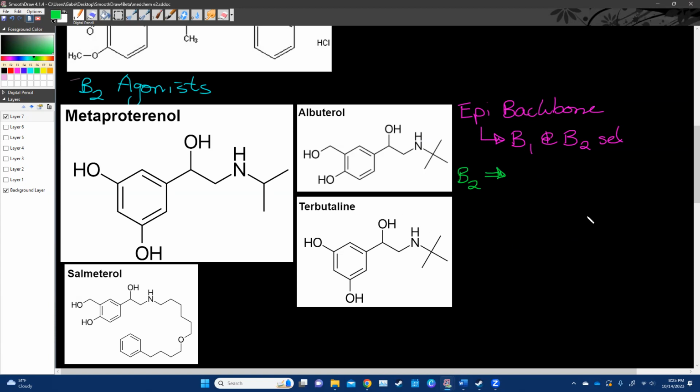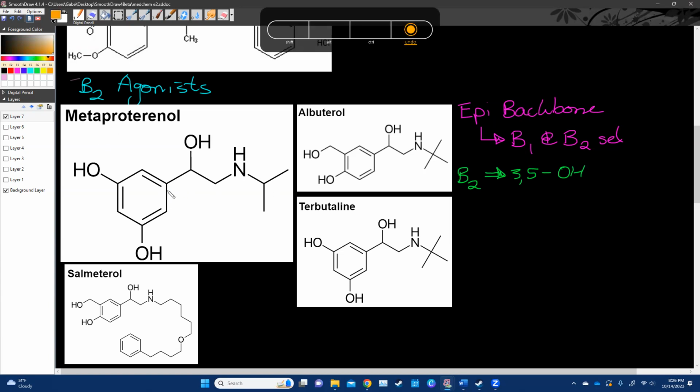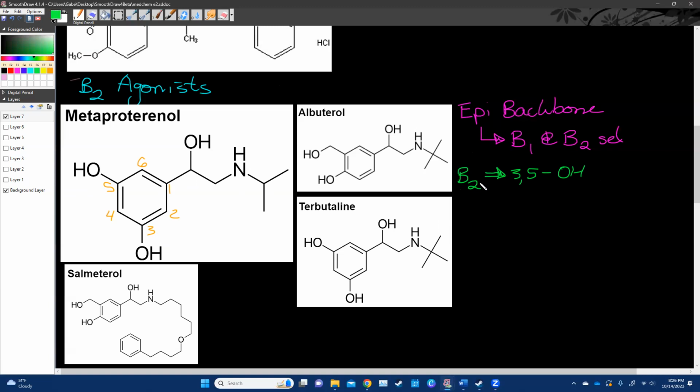In order to have beta 2 selectivity, what we actually need to have is the spaced out catecholamine. So it turns out that a 3,5 hydroxyl spacing, where this is carbon 1, 2, 3, 4, 5, 6. In other words, having these OHs slightly further apart is what enables beta 2 selectivity.